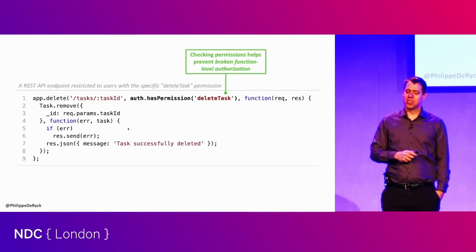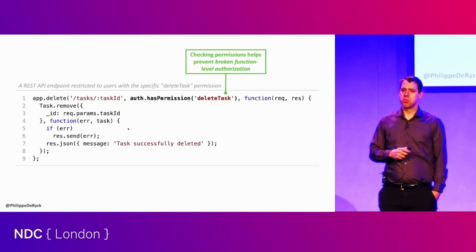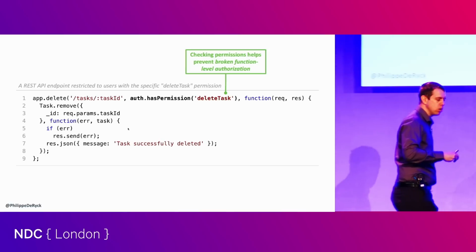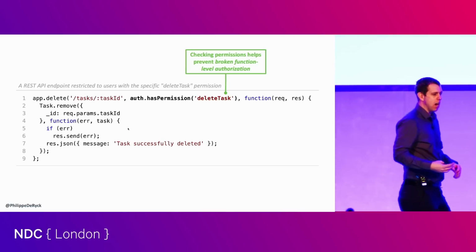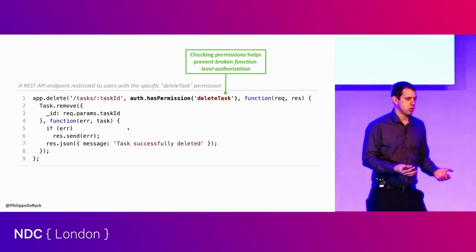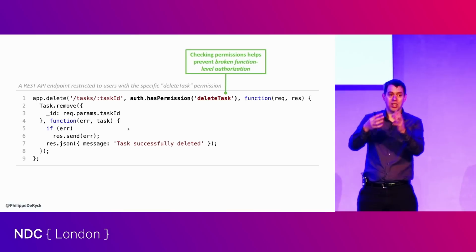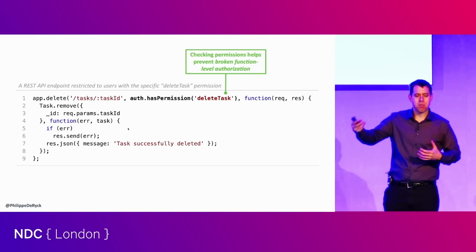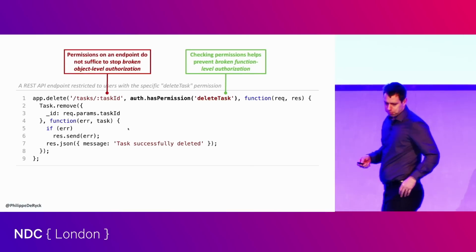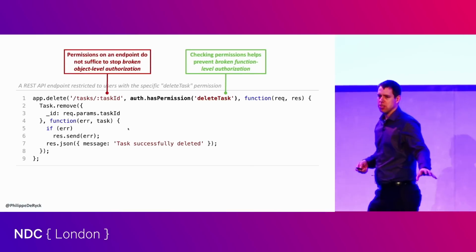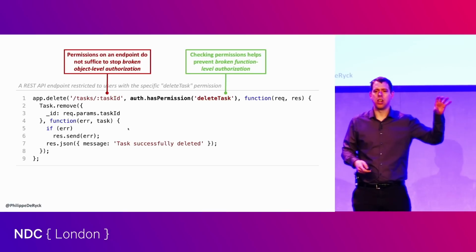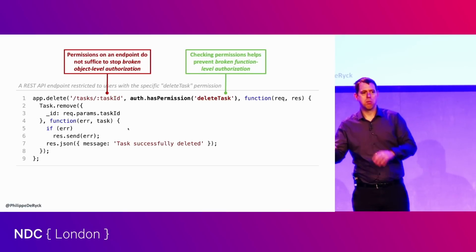What we haven't fixed is object level authorization. How do we know if you're allowed to delete tasks? How do we know you're deleting the right tasks? What if you want to delete my tasks? Are you allowed to do that? Well, that requires you to look at the actual task and the user and the permissions and so on to deal with that. And that is broken object level authorization, and that problem exists in a lot of APIs. But we'll talk about that in a second.